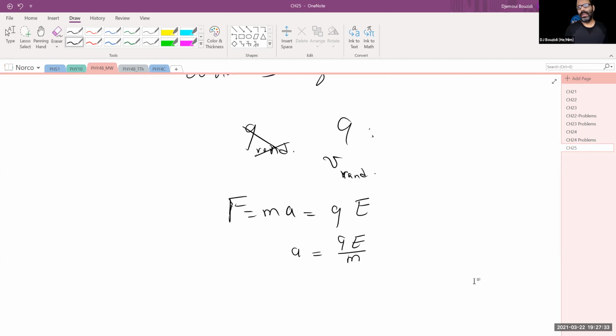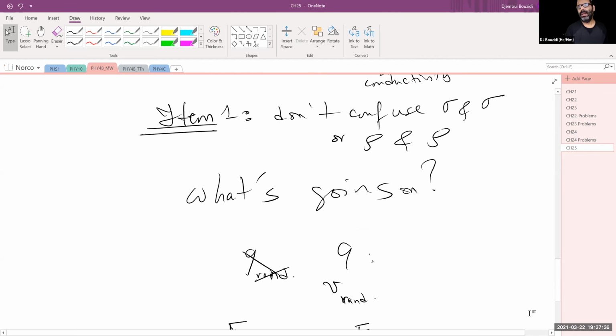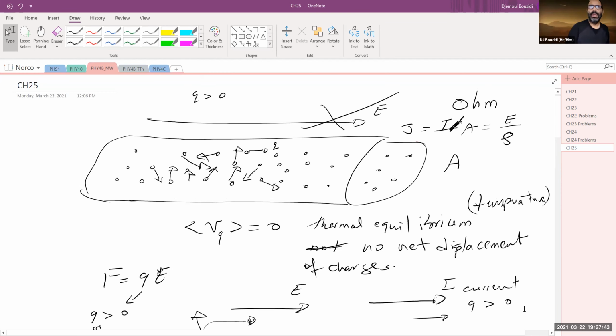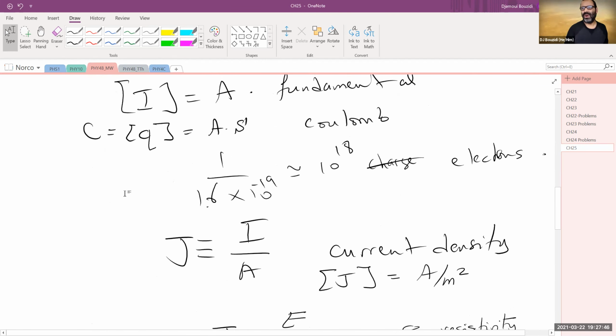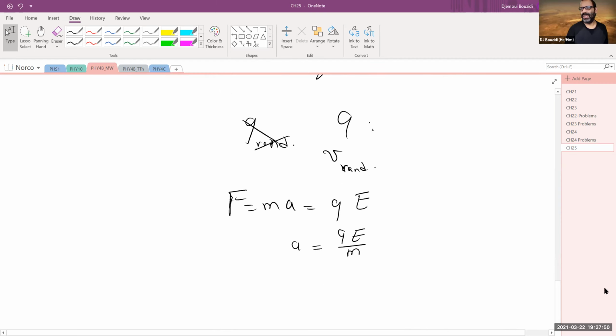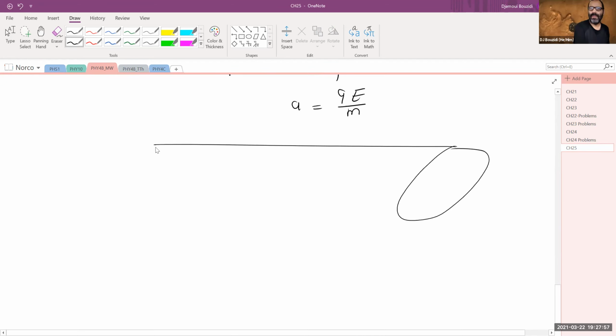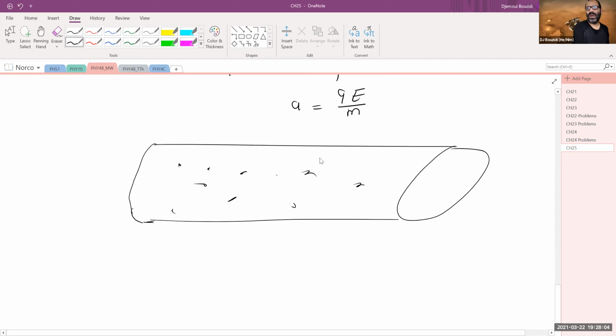Now, before I do this analysis, let me go back and see how the current is related to these charges. Let me redraw it, because we went too far at the bottom. All of these are supposed to be charges and they are moving at random, and I have the cross section A here. So I'm going to take an area A and start counting how many charges pass by this area A, okay?